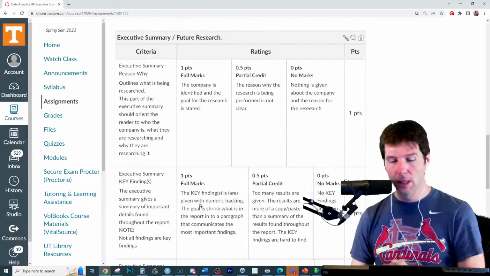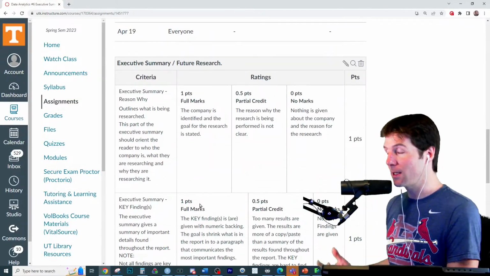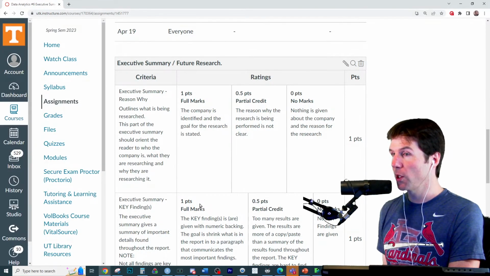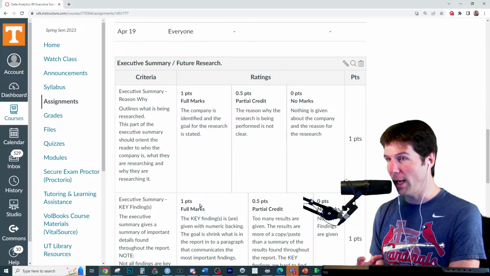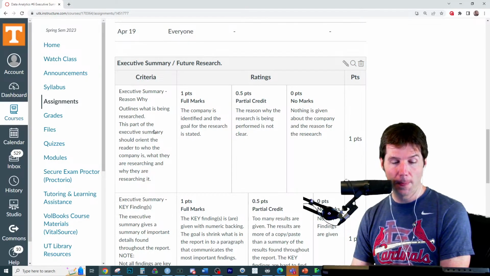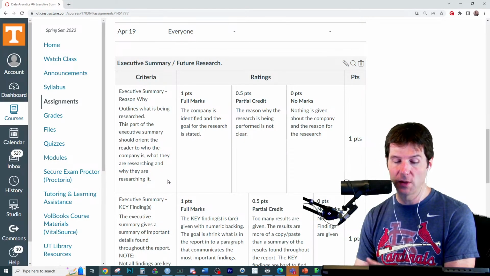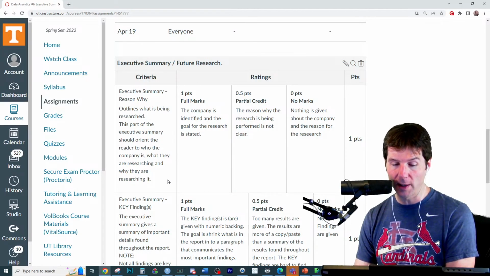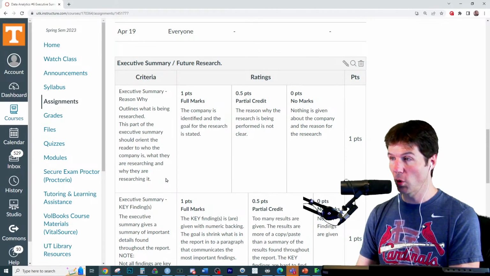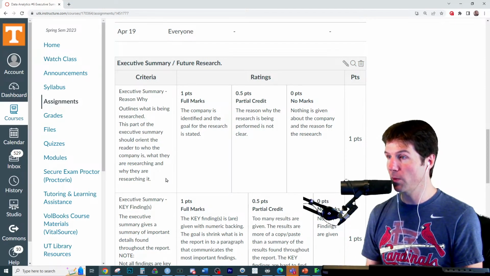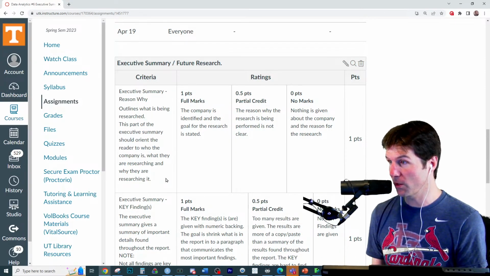You get the theme. So with this in mind, the executive summary is going to start with the reason why. Now, what is the reason why? Well, we're going to go here. This part of the executive summary should orient the reader to who the company is, what they are researching, and why they are researching it. So who is the company? What are they researching? And why are they researching it?